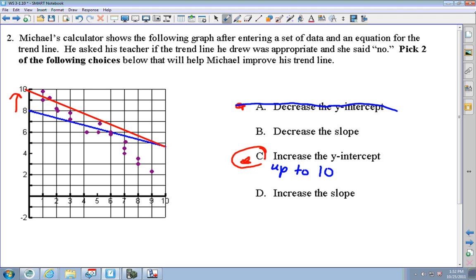Now, what am I doing with my slope? I'm either increasing or decreasing. So right here, what do I need to do? Do I want to decrease it and make it closer to 0, like this? No, I need to make it steeper. So I'm going to increase my slope right here. I'm going to make that slope steeper.